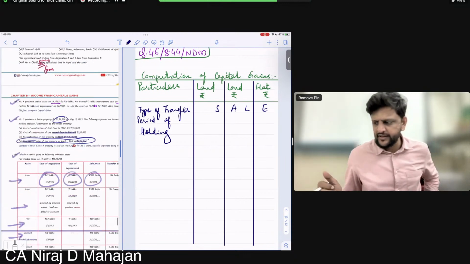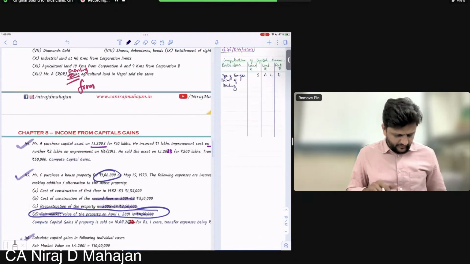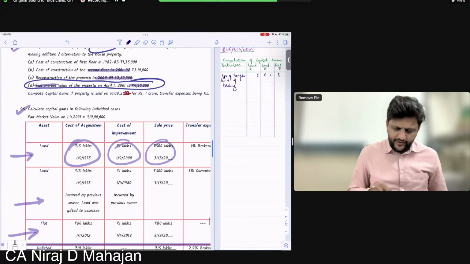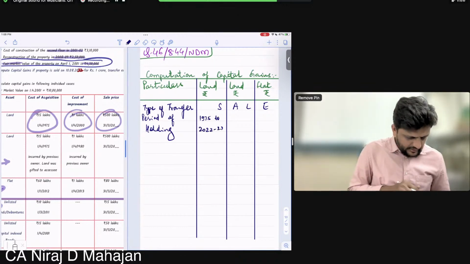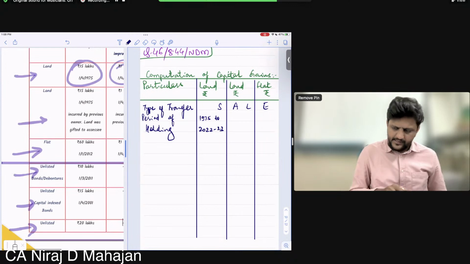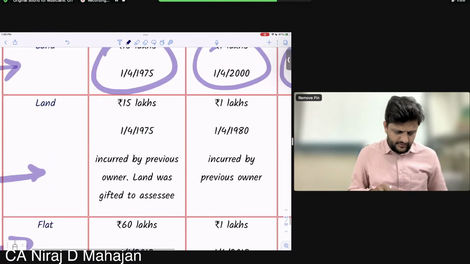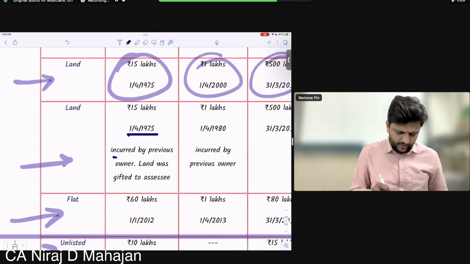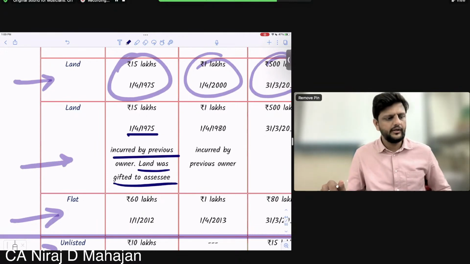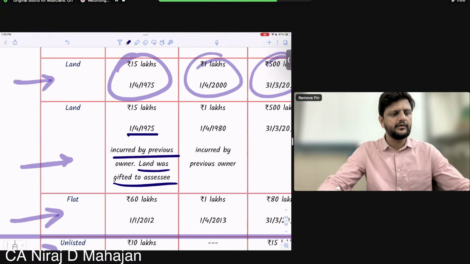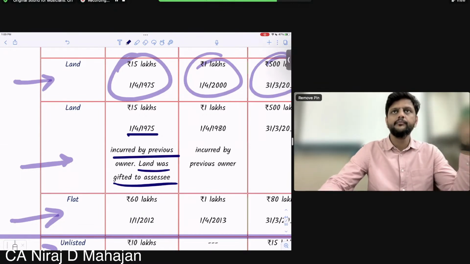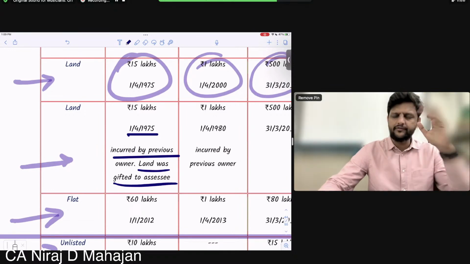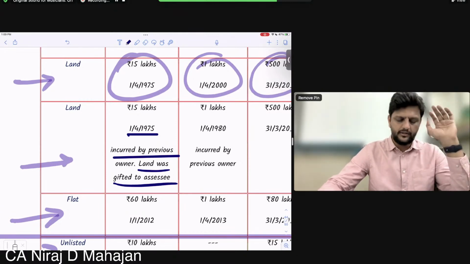See, in all the cases, let us take the selling date as the current year. The current year it is sold. So 1975 to 2022-23, okay, till here. Second one, same thing. Check the second one. When was it purchased? 1/4/1975, but incurred by the previous owner, and the land was gifted to the assessee. Now they have not given you the date when the land was gifted to the current assessee, but in simple terms, right now the asset was gifted to the assessee. So the earlier owner's cost of acquisition and period of holding, everything will be given to the current owner. So what will you take as the period of holding? From 1975 till the current year. Okay, till here all of you?